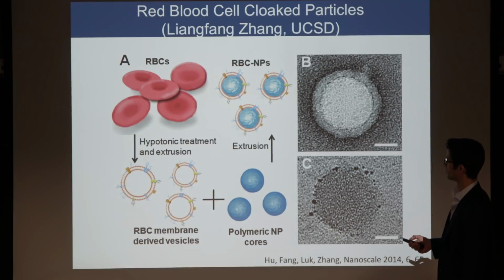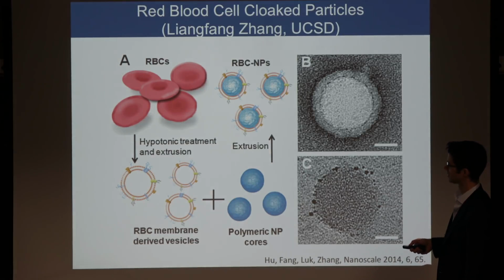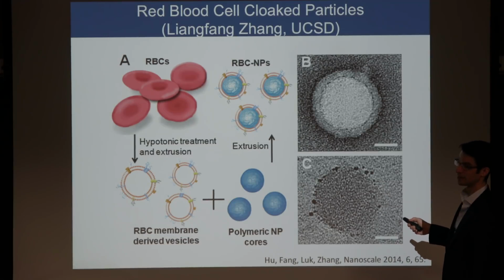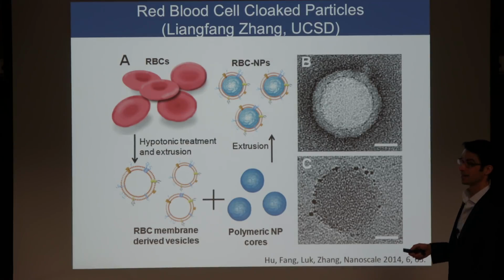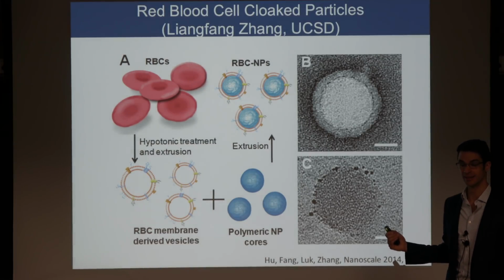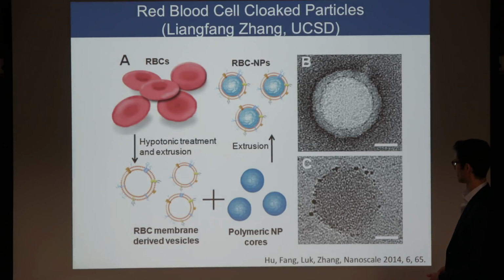Then you extrude the particles, and they form these bilayer vesicles with all the cell machinery gotten rid of, and you just have the vesicles. Then you combine them with polymeric nanoparticle cores, and now you have polymer nanoparticles that are cloaked in a way with these red blood cell coatings, and they can be a way to extend the lifetime of particles in the biological environment in the bloodstream.